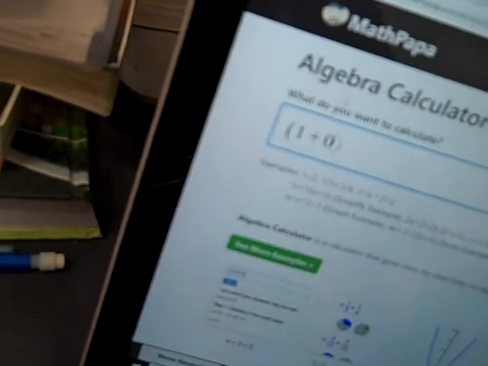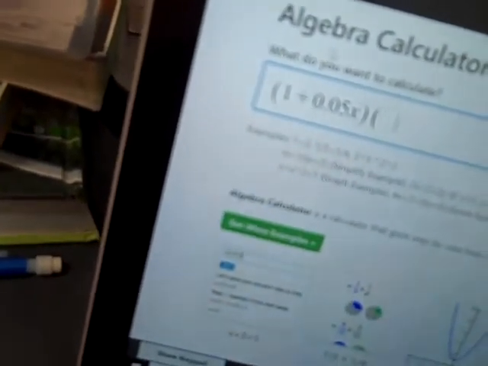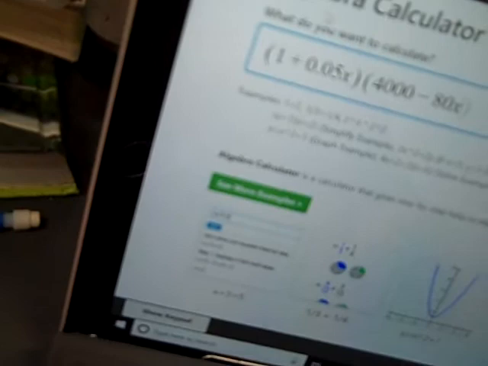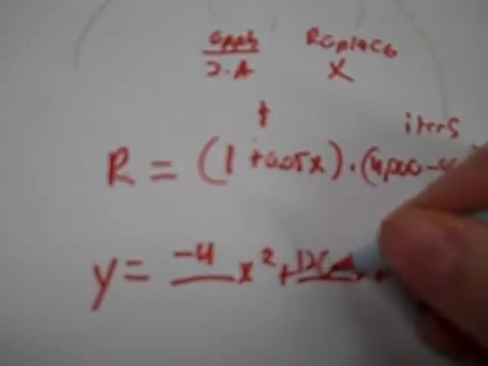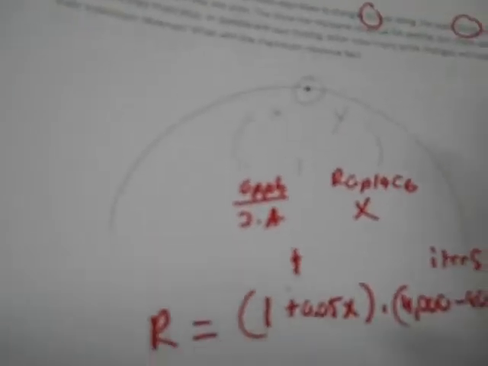1 plus 0.05x times 4,000 minus 80x. There's a lot of things that can go wrong if you don't get this and you end up with a train wreck. Make sure you put negative 4x to the second. It's not positive. And then the 120 and the 4,000. And then I pretty much have my A and B, so now I can come up here.